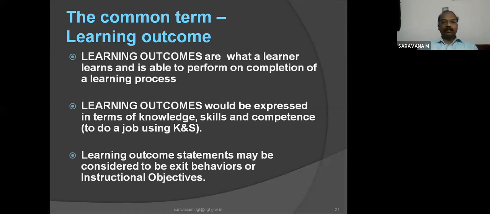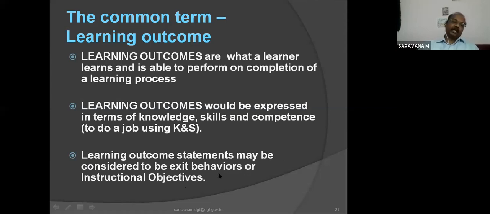To do a job using K and S, meaning knowledge and skill, we apply the knowledge which we have gained and the skill which we have gained. This is also one of the important points. Learning outcome statements may be considered to be exit behaviors or instructional objectives. Actually, learning outcome statements should be considered to be the exit behaviors.